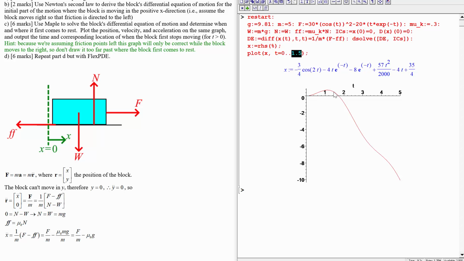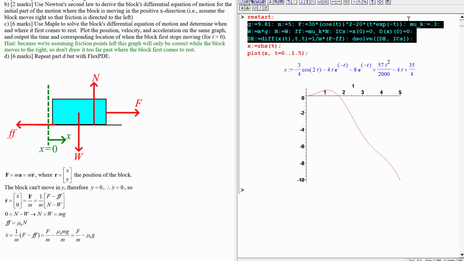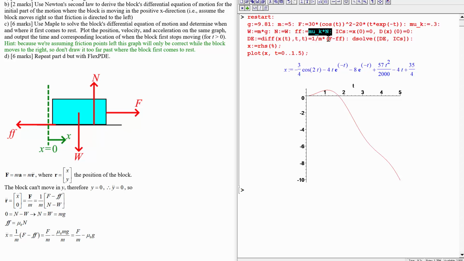But again, this part of it is not a real solution for this, because as soon as the block starts moving in the negative x direction, so starts decreasing its x position and moving backwards like this, the friction force should change to point in the other direction. But we didn't tell the thing to do that. We just said that the equation was x acceleration is this minus the friction force, which makes the friction force always point in the negative direction, even if the block is moving in that direction. So this is only valid as long as the block has a positive velocity for x.